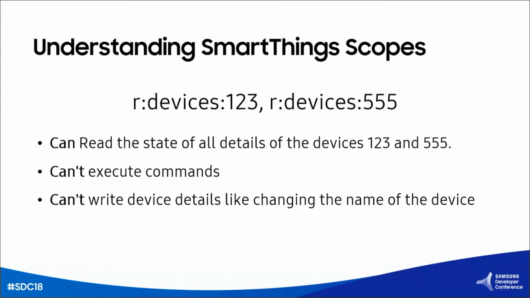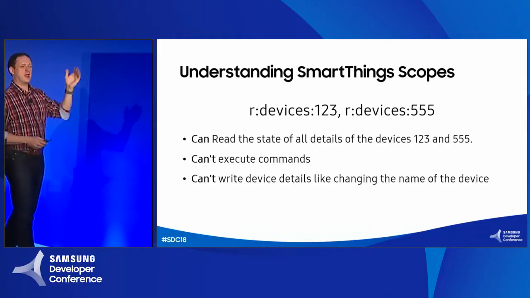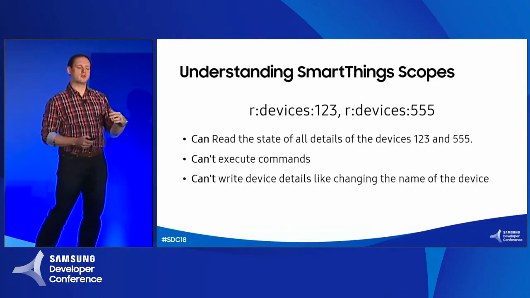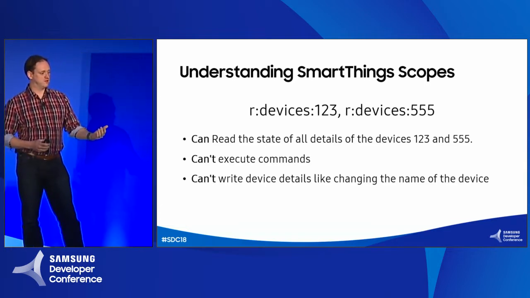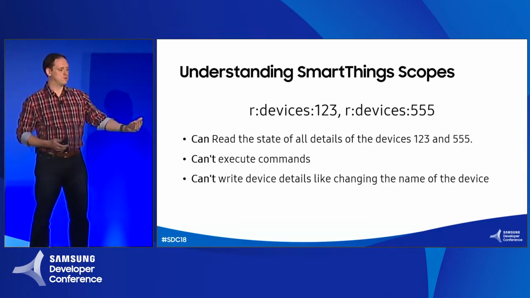In this case, we're saying you can read both devices, but you can't execute commands. So if you're building an integration that wants to know about these devices, that's great. And remember, your device 123 is actually a door lock. So any integration with these scopes won't be able to unlock or lock the door, but they'll be able to monitor the status of the door.